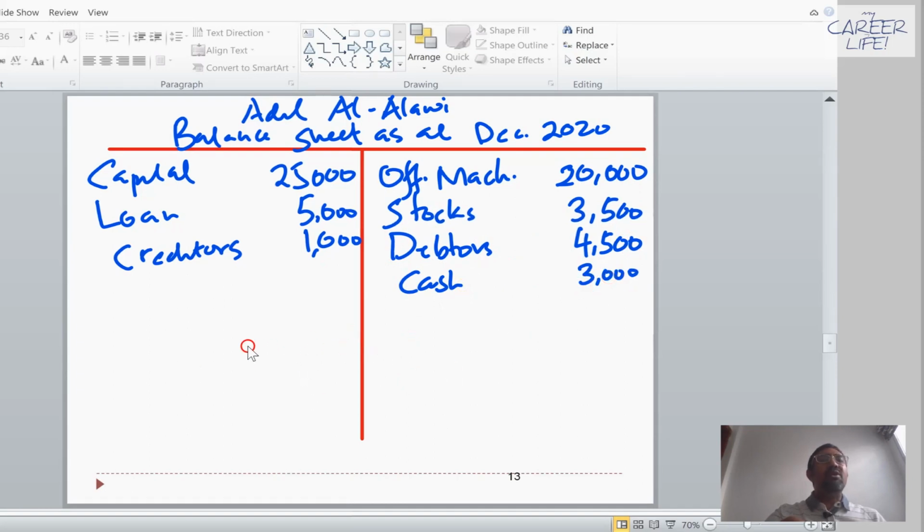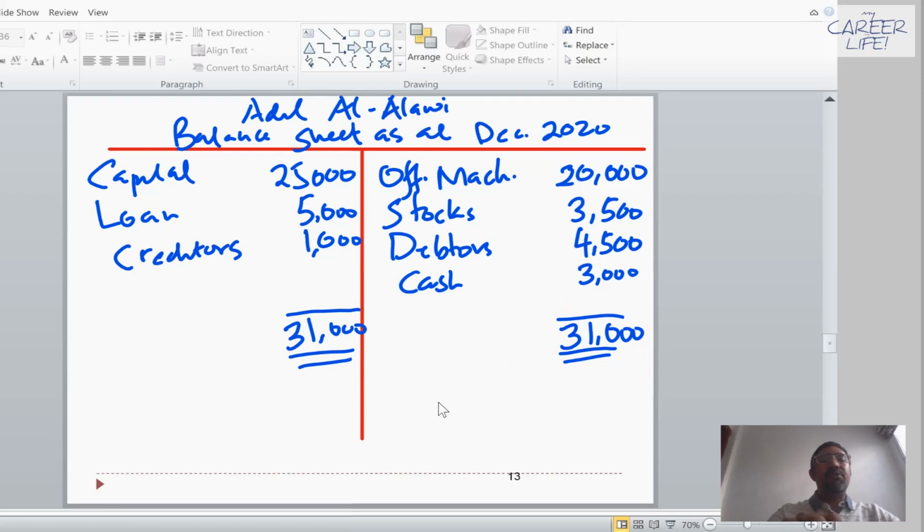So after this, we don't have any other transactions. So we need to balance and see whether our balance sheet will balance. On this side, we have 25,000 plus 5,000 plus 1,000, that will be 35,000. And on this other side of the assets, we can also balance 20,000 plus 3,500 plus 4,500. If you use your calculator, you should also get 31,000. Now, this is one way of doing the balance sheet.